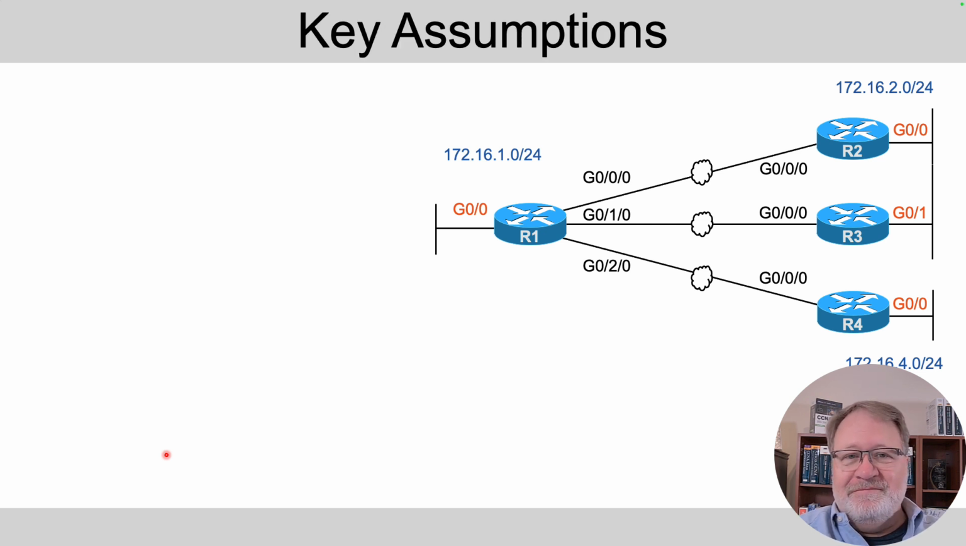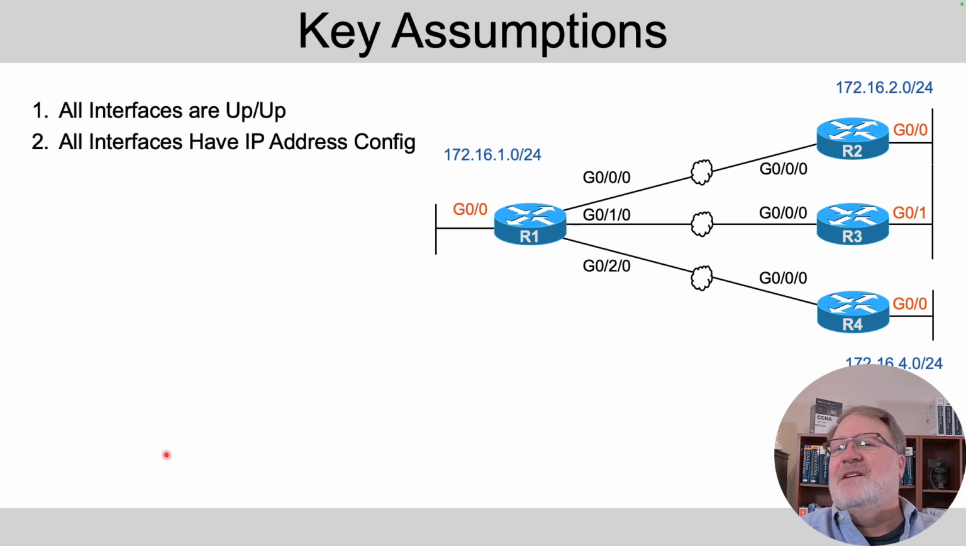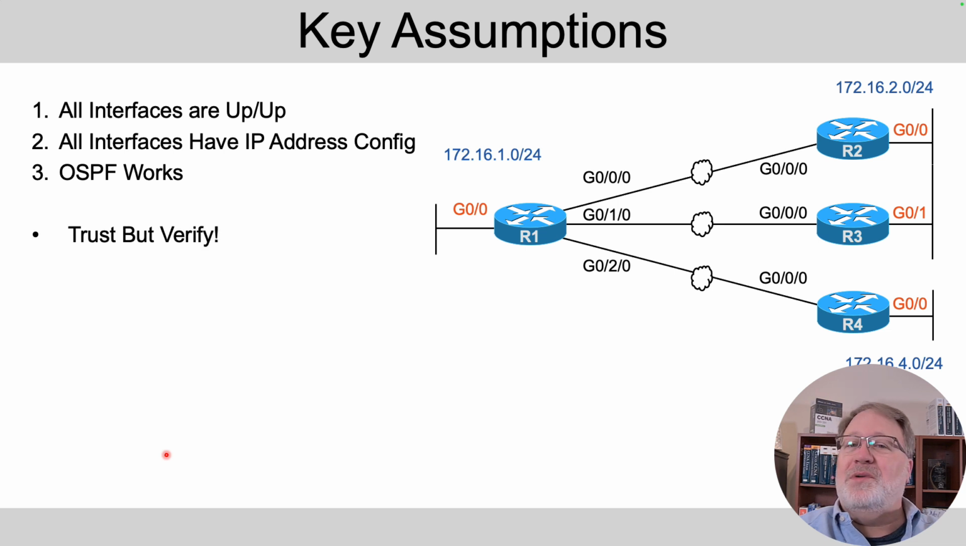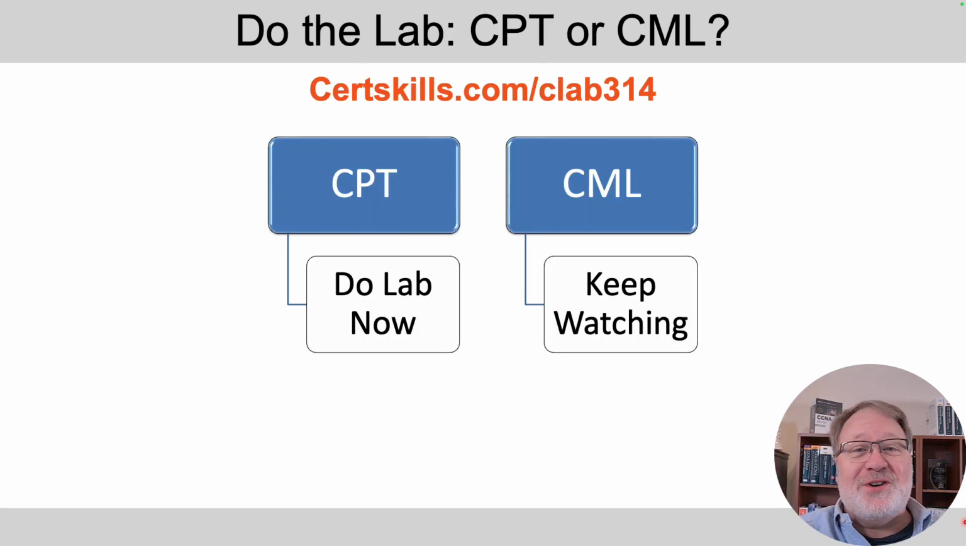That's your job. There are some assumptions, of course. The initial config is there. Those interfaces are up and up. It's all pre-configured. OSPF is up and working. But if I were doing the lab, I would bring up the lab and maybe do a few show commands and make sure everything's working before I start thinking about doing the lab exercise. So if you're using Cisco Packet Tracer, go for it. Go ahead and do the lab now.